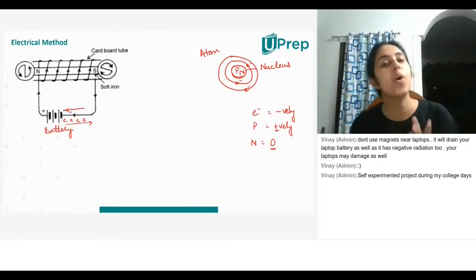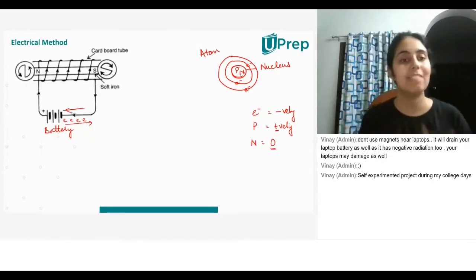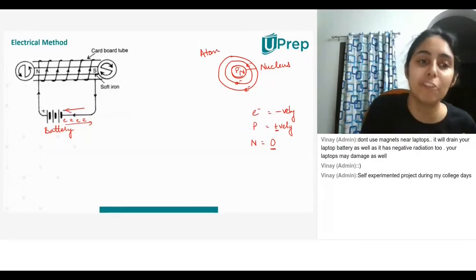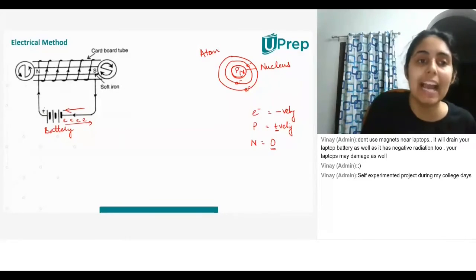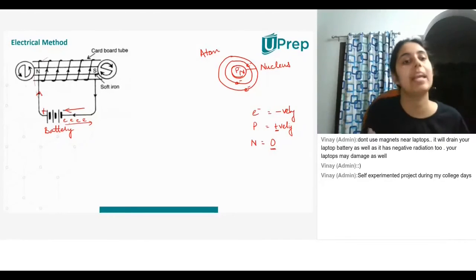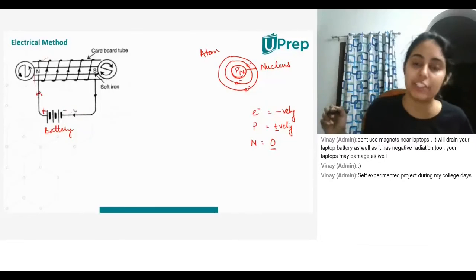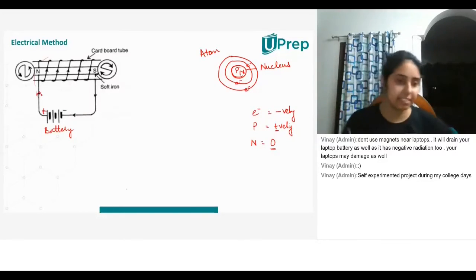Electricity always flows in the direction opposite to the flow of electrons. Why? Because electrons are negatively charged and electricity flows from positive to negative. So in a battery, electricity flows from positive to negative, and electrons are negatively charged, so they will flow in the opposite direction to electricity. Does that make sense? Ma'am, yes.